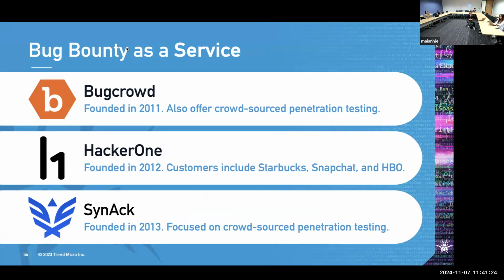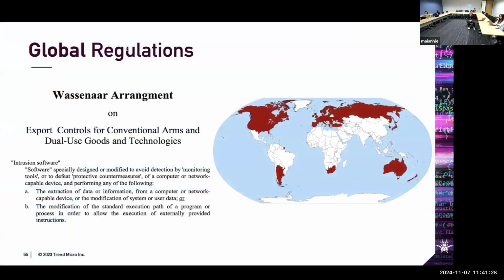And you may ask, like, is this legal? Like, can I just sell these bugs? And yes, there are regulations that exist for these. So this is the Wassenaar Agreement. I believe this came into effect in 2013, and the purpose of this is to prevent Western technology companies from selling surveillance technology to governments that are known to abuse human rights.